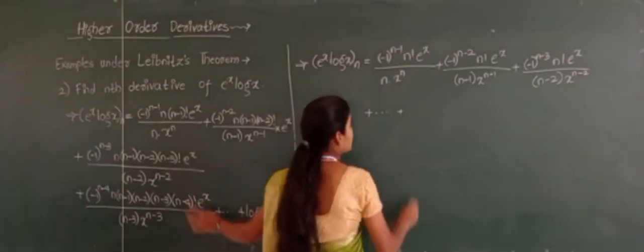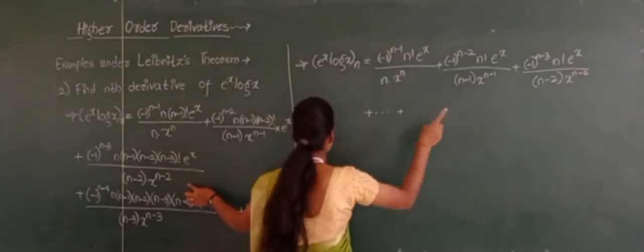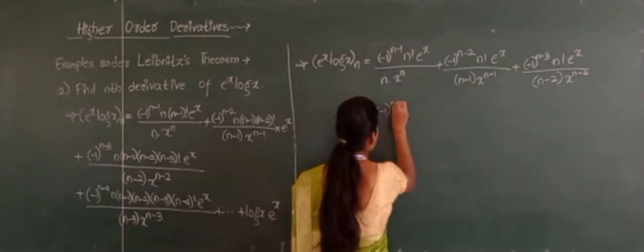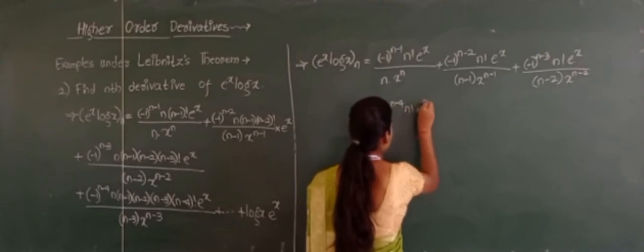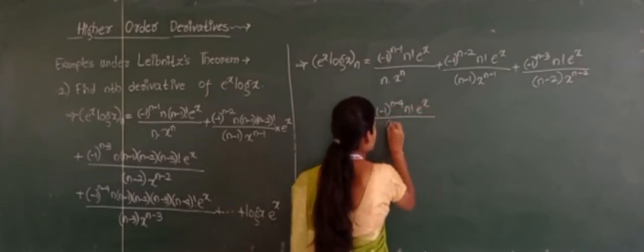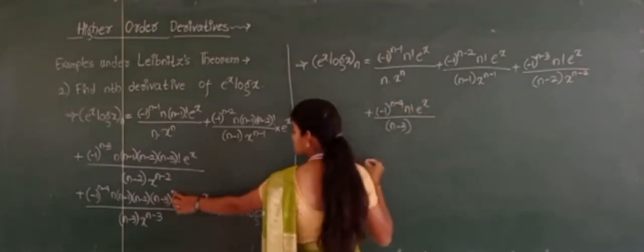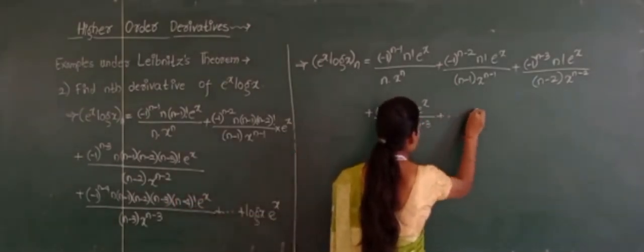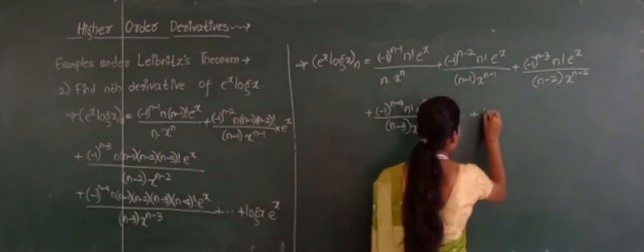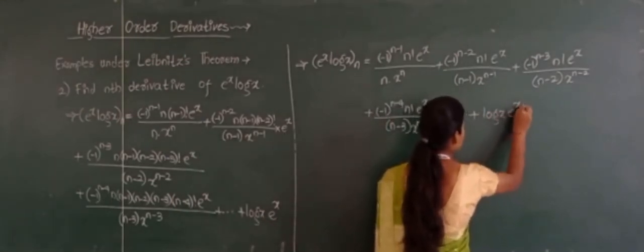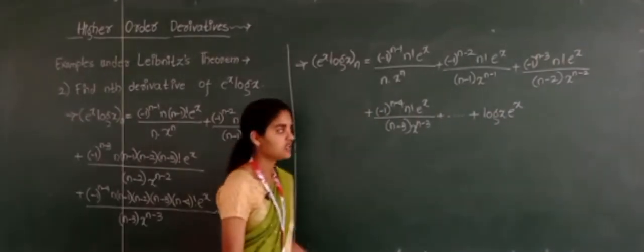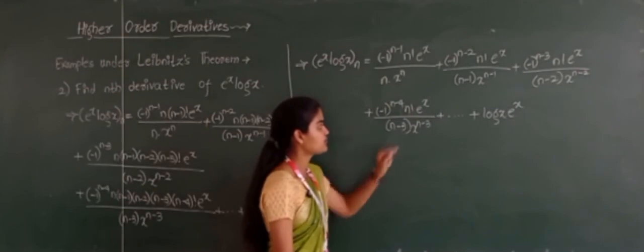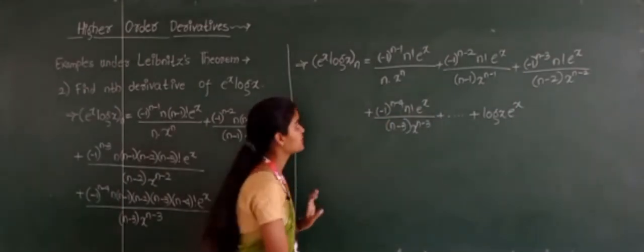If you want you can write this. Already we have written that third. Then next term is what? Minus 1 raised to n minus 4, again n factorial e raised to x divided by n minus 3 into x raised to n minus 3, plus and so on, plus last term is log x into e raised to x. So see here, in each term e raised to x is common, and even this n factorial. So I will take that term outside.